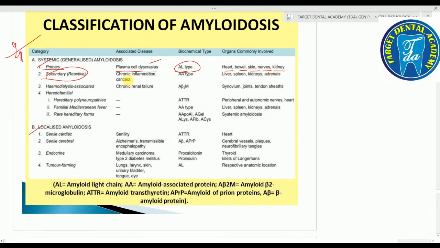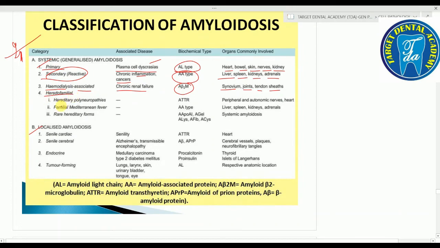Secondary or the reactive, the associated disease is chronic inflammation and cancer. The biochemical type is AA type, and organs involved are liver, spleen, kidney and adrenals. While third is the hemodialysis associated, the disease associated is chronic renal failure, and biochemical type is A beta 2M, and organs involved are synovium, joints, tendon and sheath.